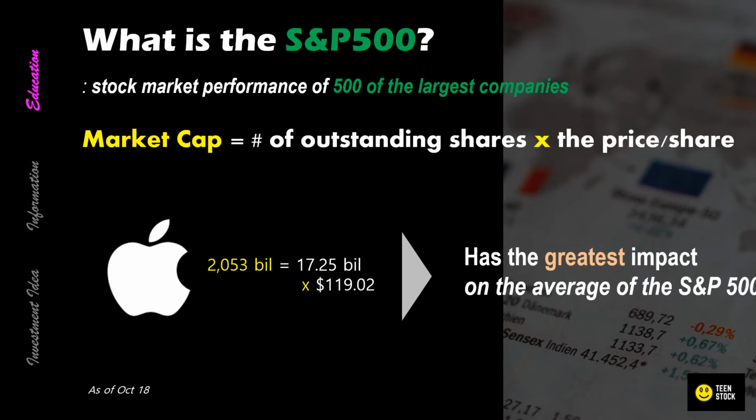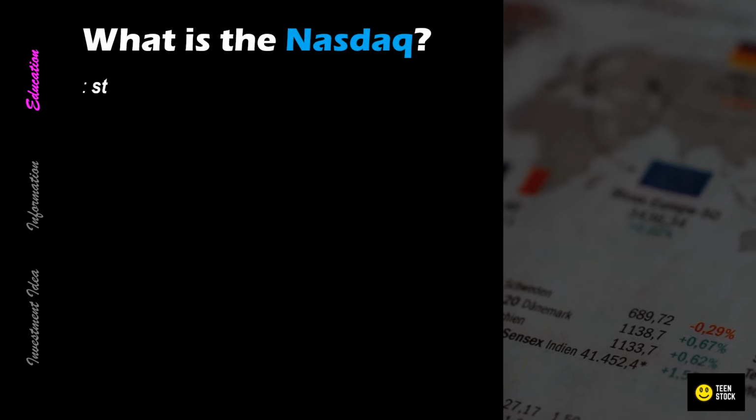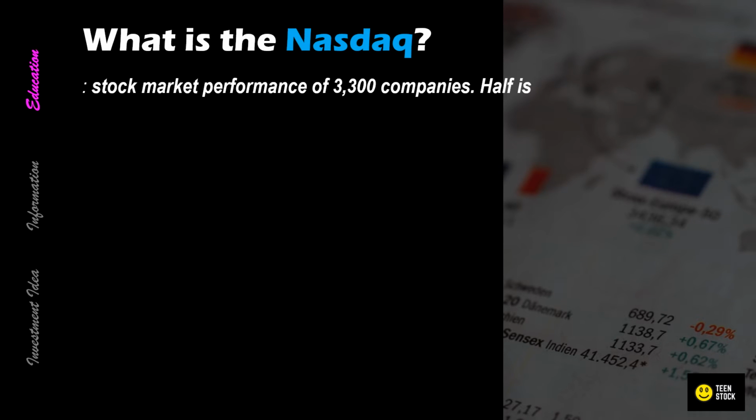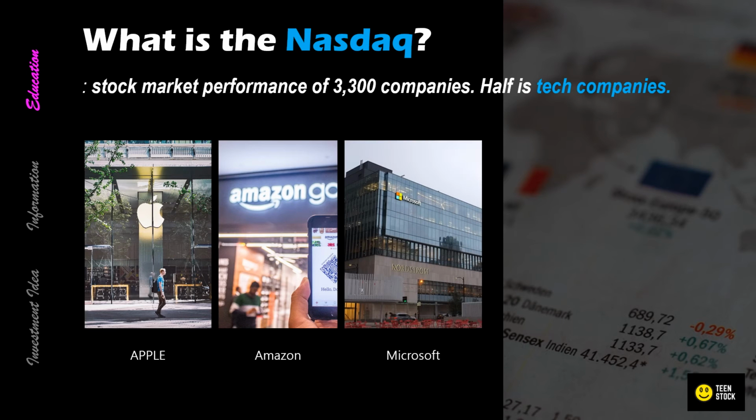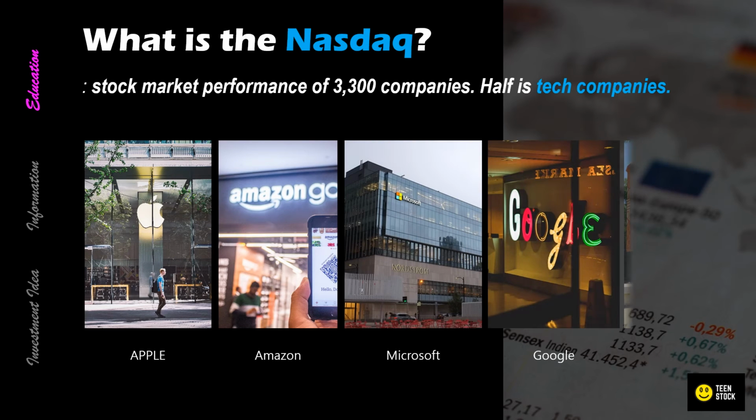the S&P 500. The Nasdaq includes 3,300 companies that are traded on the Nasdaq exchange. The Nasdaq includes more smaller companies than the other indexes, but includes many of the largest tech companies like Apple, Amazon, Microsoft, Google, and Facebook.